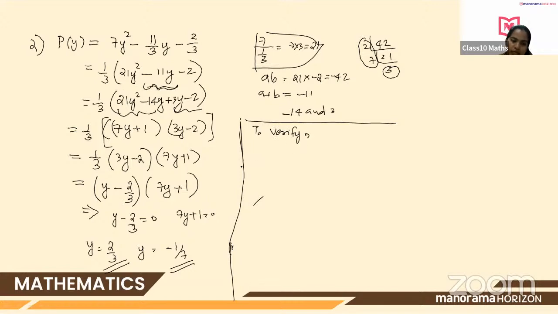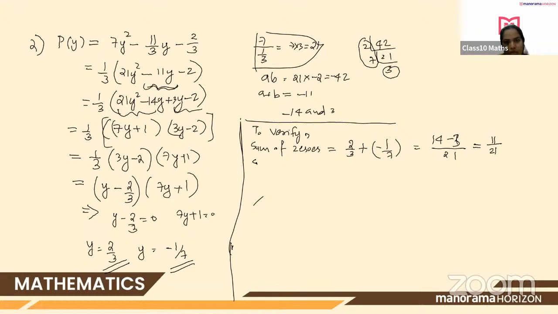So to verify, that is the sum of zeros. Here alpha and beta are 2 by 3 and minus 1 by 7. Okay. So the sum of zeros is equal to 2 by 3 plus minus 1 by 7. It is 2 by 3 minus 1 by 7, which is equal to 14 minus 3 divided by 21. That is equal to 11 by 21.